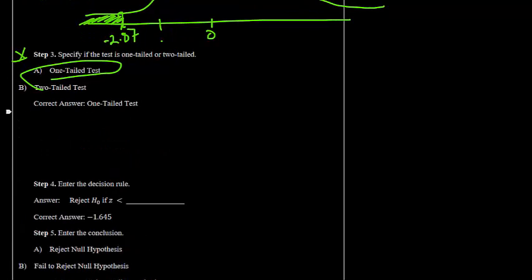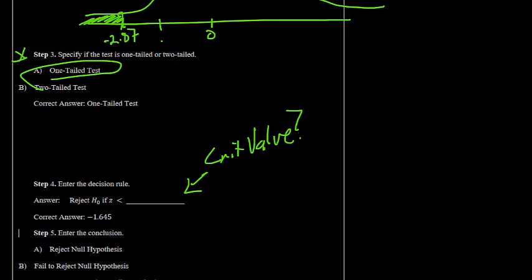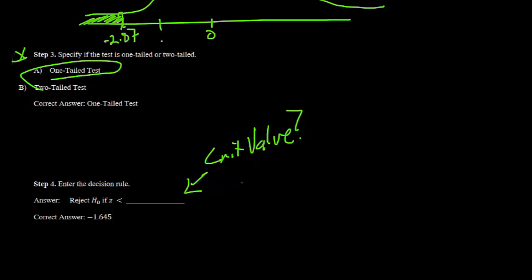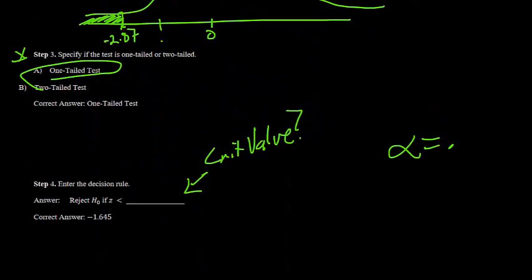Okay, 4. Enter the decision rule. We're going to reject H sub 0 if what? This is asking us for our critical value. Let's get that out of the way. How do we know what our critical value is? Well, we base our critical value on alpha. What was our alpha? I wrote it down, 0.05.